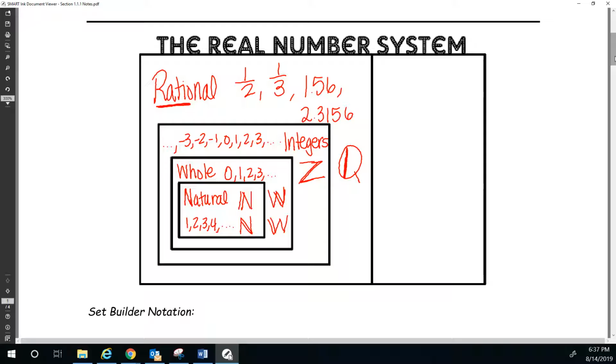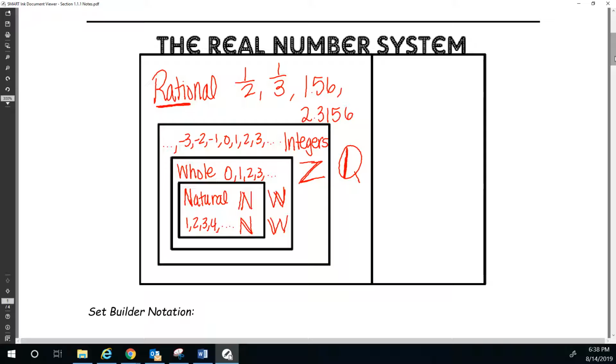So rational numbers are not just fractions. Remember, rational numbers are also everything that's in here. So we start with natural numbers, 1, 2, 3, 4, 5. We add 0 to get to whole. We add negatives to get to integers. We add fractions into this mix. So anything that comes in between these guys that is a fraction now is considered a rational number. So that is one piece of our real number system.